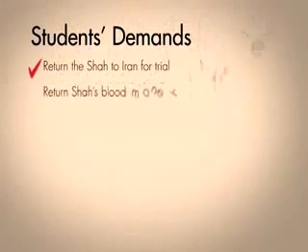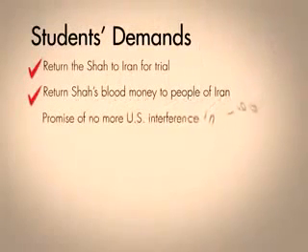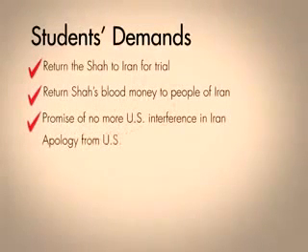Return the Shah's wealth to the Iranian people. A promise from the US not to interfere in Iran's affairs in the future. And an apology and admission of guilt by the US for its past actions in Iran. The apology never came, but 20 years later, Secretary of State Madeleine Albright did acknowledge the U.S. role in Mossadegh's overthrow. So Khomeini took power in 1979 and instituted a government under Islamic law.